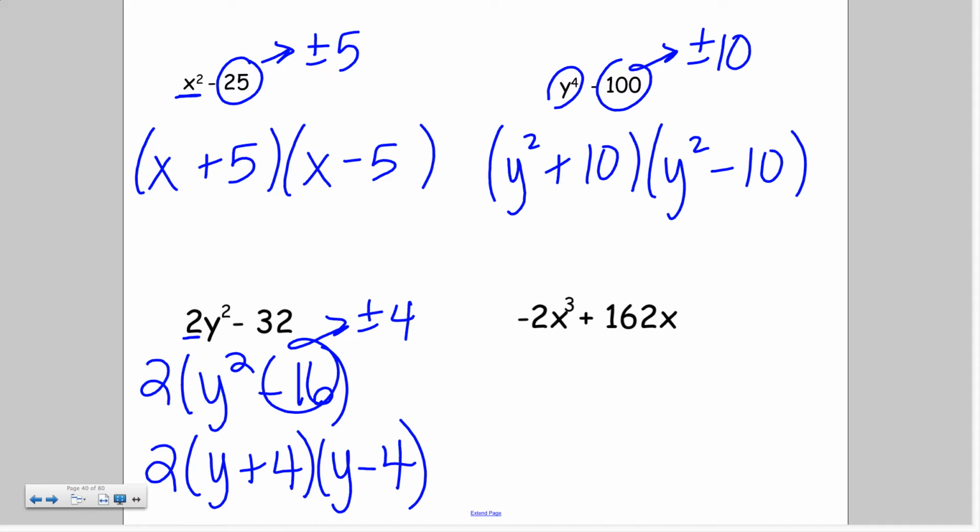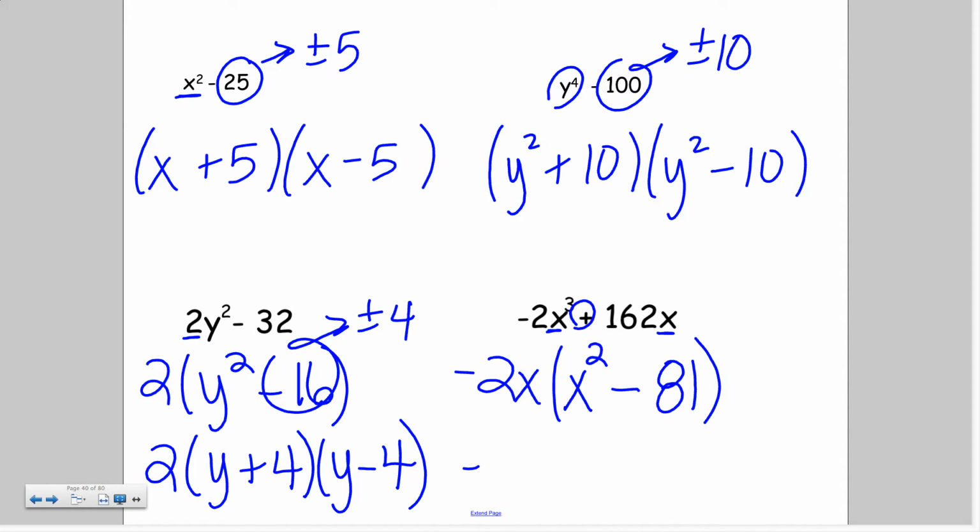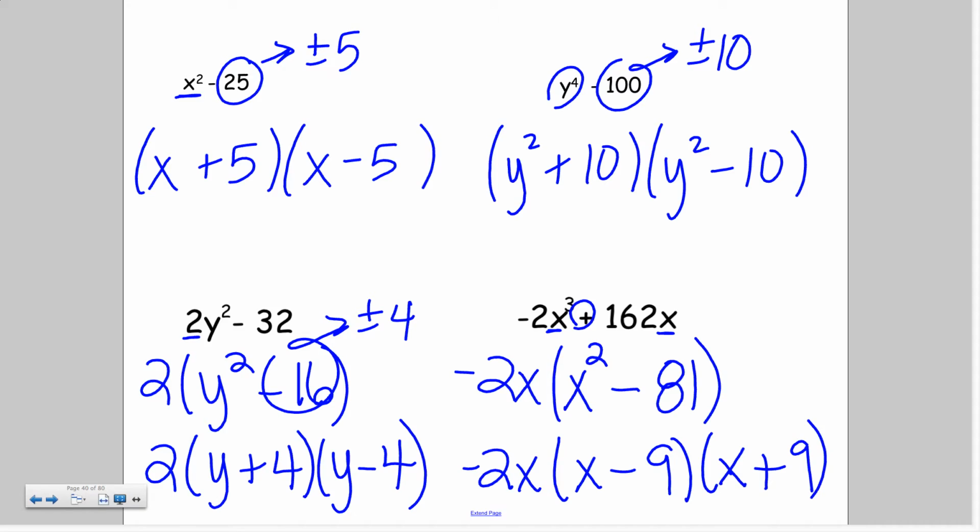Alright, the next one, I don't have a difference. If you notice right there, I don't have a difference. So I don't have a difference of squares. But I do have a greatest common factor. I can take out a negative 2 and an x from both of them. So that leaves me with x squared minus, which is what I needed, 162x divided by negative 2x is 81. Alright, now I've got my difference of squares. And when you're writing these, the GCF just goes in the very, very front.